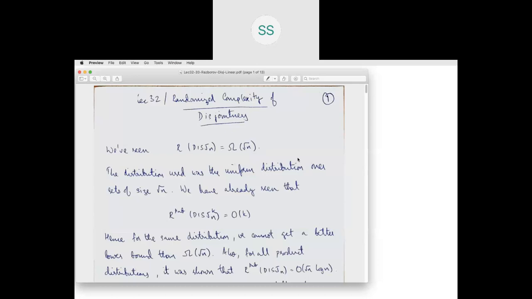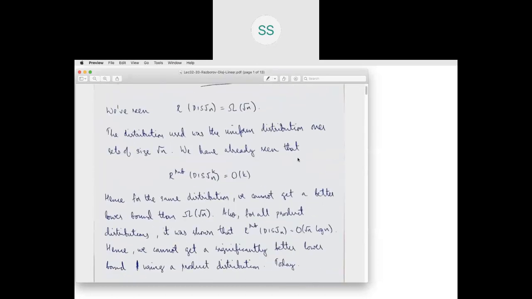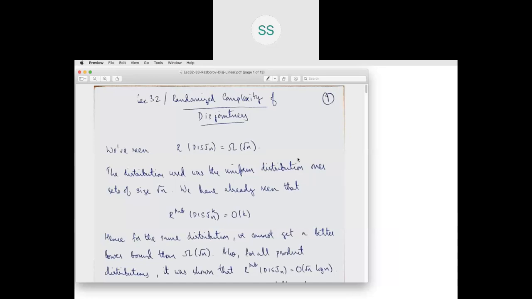Okay, so over this lecture and probably the next one, we will see the promised linear lower bound for the randomized complexity of disjointness. We have seen the square root n lower bound by Babai, Frankl, and Simon, and today we will see the linear lower bound. So we have seen that the randomized complexity of disjointness is at least square root n.